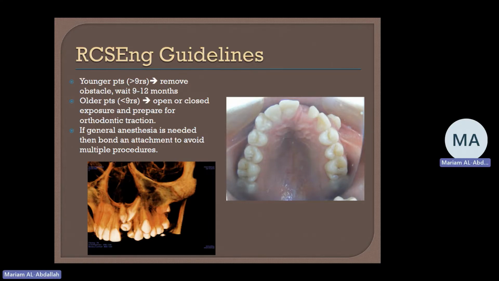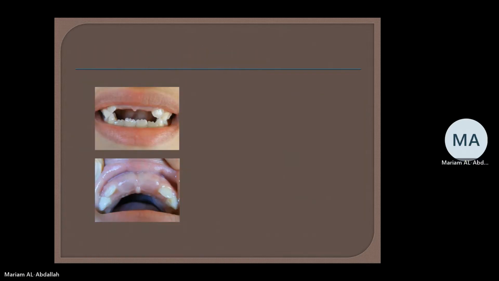Now, if the case was severe and the patient needed general anesthesia, then it's important, even if the patient was younger than 9, to avoid multiple procedures. So if we need general anesthesia, then we go for removal of the obstacle and attachment. We bond an attachment, okay? Because we need to avoid multiple procedures in the future.